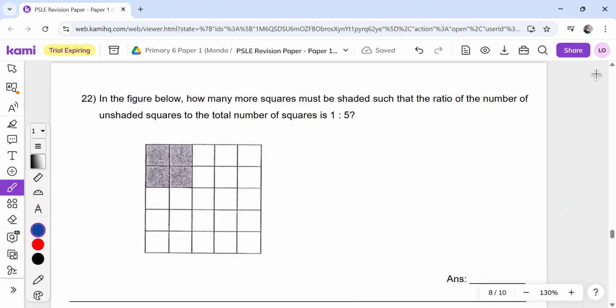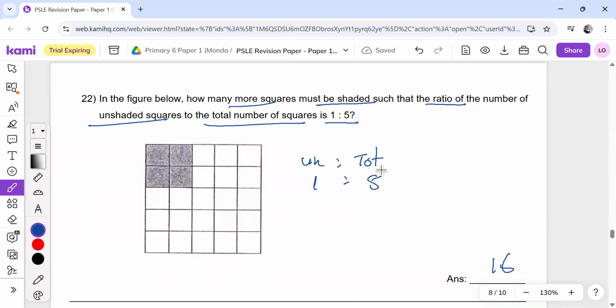In the figure, how many more squares must you color so that the ratio of the unshaded to the total squares is 1:5? What's the answer first? 16. How do you get 16? You want the unshaded to the total square to be 1:5. Do you think the total square is only 5? There are altogether 25 squares, so you will need to make the total 25. So you times 5. That tells you that there must only be 5 unshaded.